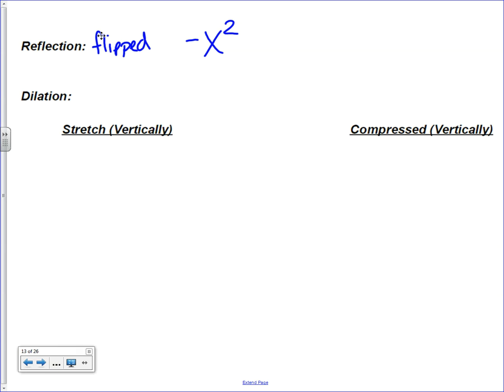Lastly, we're going to talk about a dilation. This is a change in size. Kind of like a scale factor. Not quite the same, but similar. So you guys all know what silly putty is, right? What happens when you stretch silly putty? It gets very thin, doesn't it? So when I say I'm going to stretch something, it is going to get thin.